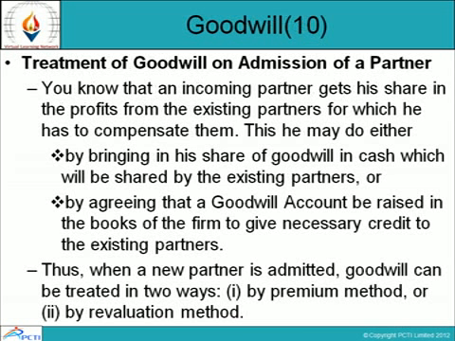Treatment of goodwill on an admission of partners. You know that an incoming partner gets his share in the profits from the existing partners for which he has to compensate them. This he may do either by bringing in his share of goodwill in cash, which will be shared by the existing partners, or by agreeing that a goodwill account be raised in the books of the firm to give necessary credit to the existing partners. So there are two methods.